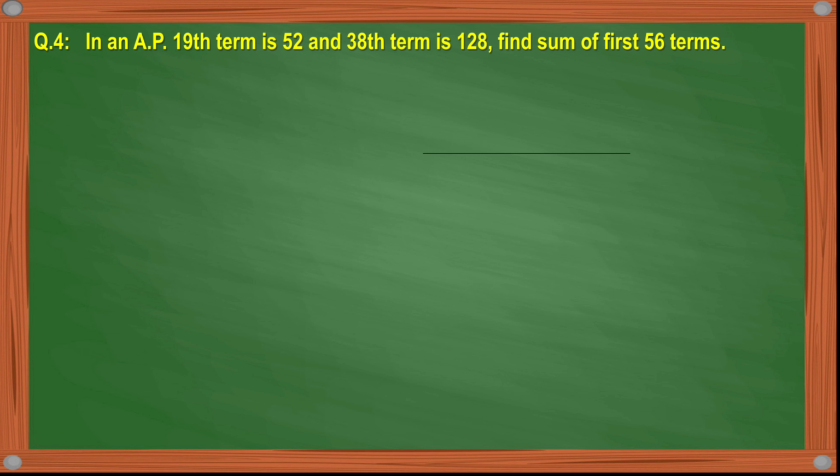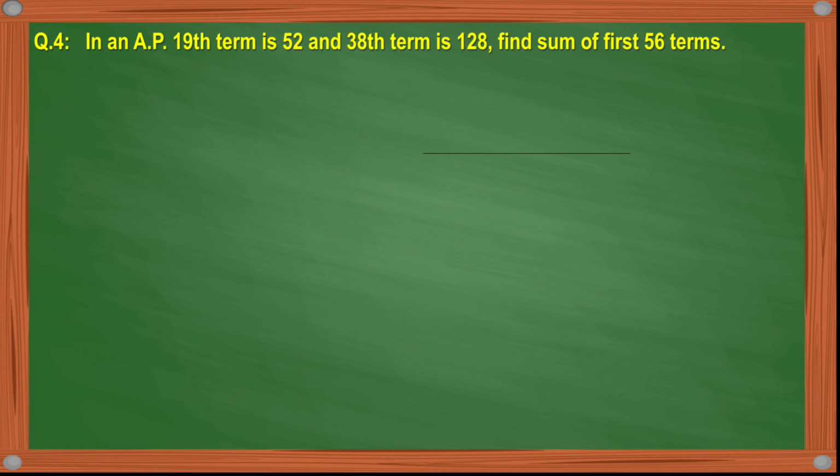In an AP, the 19th term is 52 and the 38th term is 128. Find the sum of the first 56 terms. To find the sum of anything, you should know the first term and the common difference, which are not given. Instead, the 19th term and 38th term are given.